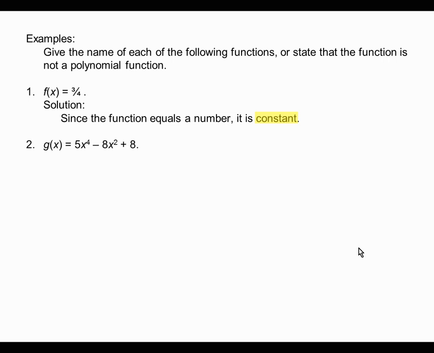Okay, number 2. I have g of x equals 5x to the 4th minus 8x squared plus 8. Okay, again, look for the largest exponent on a variable. It's 4. Okay, it's 4th degree, so its name is quartic. So this is a quartic polynomial.